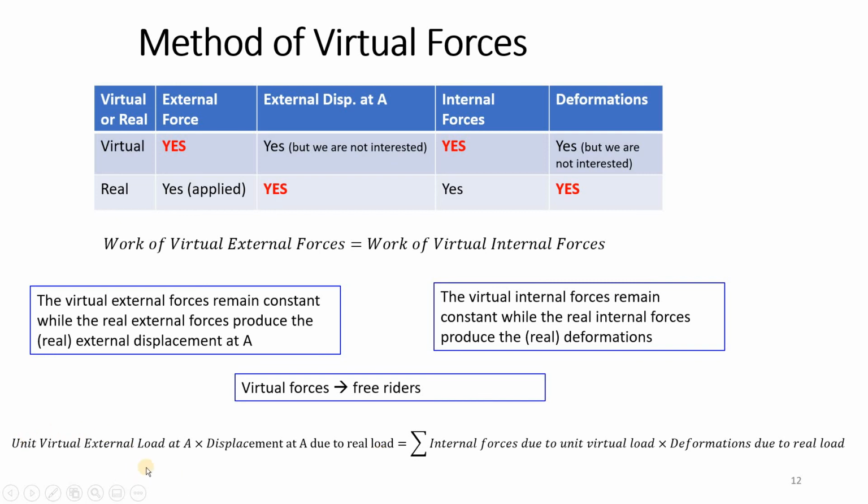Since it is a unit value, if you multiply it by 1, it will be the same thing as you see on this side. So on the left hand side, we will have displacement at A due to real load, and this is how you can calculate it. On the right hand side you have the internal work of the virtual internal forces. So internal forces due to unit virtual load ride along these deformations, and these deformations are due to real load.